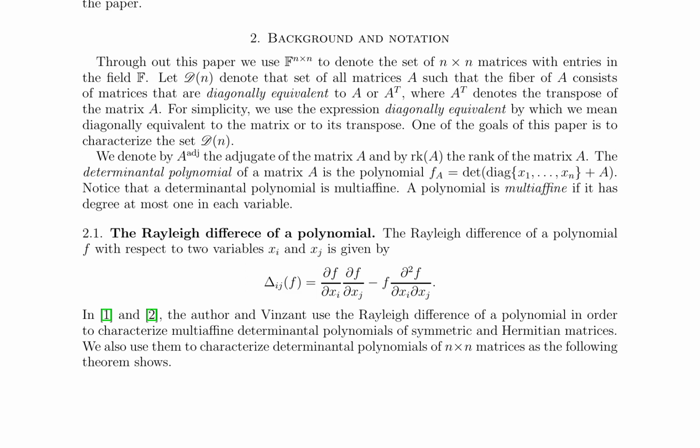The Rayleigh difference of a polynomial f with respect to two variables xi and xj is defined as Δij f equals ∂f/∂xi times ∂f/∂xj minus f times ∂²f/∂xi∂xj. It is used to characterize multiaffine determinantal polynomials of symmetric and Hermitian matrices, as well as determinantal polynomials of n times n matrices. The paper's results provide novel insights into the structure of matrices, shedding light on the properties of determinantal polynomials and their connections to matrix fibers and stability.